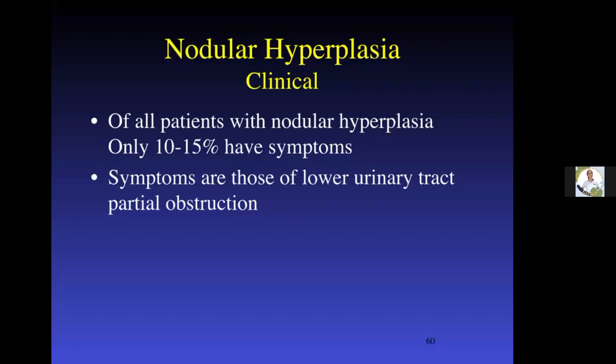Of all patients with nodular hyperplasia, only 10 to 15% have symptoms. So most of the time, patients have no symptoms in cases of nodular hyperplasia. The symptoms are of the lower urinary tract, partial obstruction: hesitancy, small amount of urine, dysuria. Those are your symptoms.